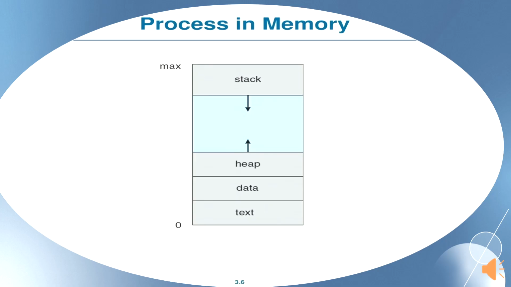Process state. This slide shows the five common states of a process. New: the process is being created. Running: the CPU is currently executing the instructions. Waiting: the process is paused, waiting for an event like input-output completion. Ready: the process is prepared to run, but is waiting for CPU time. Terminated: the process has been completed.